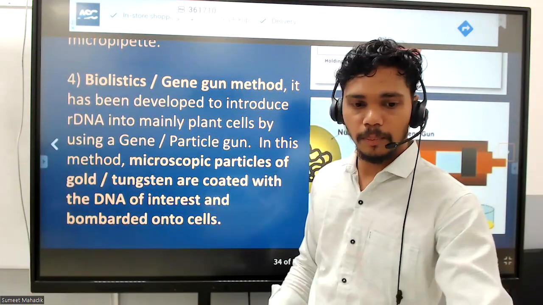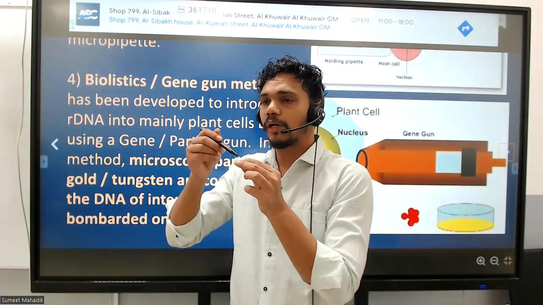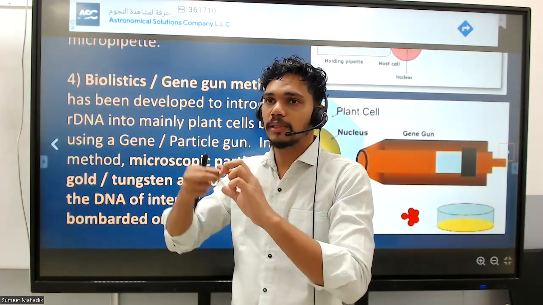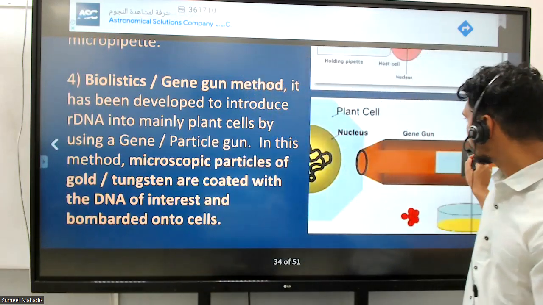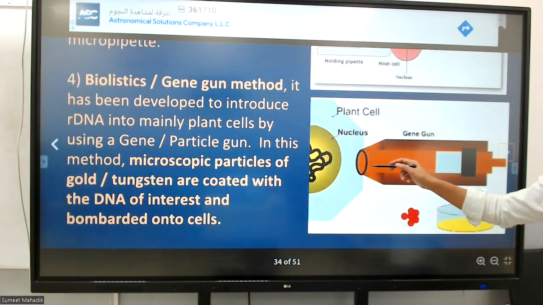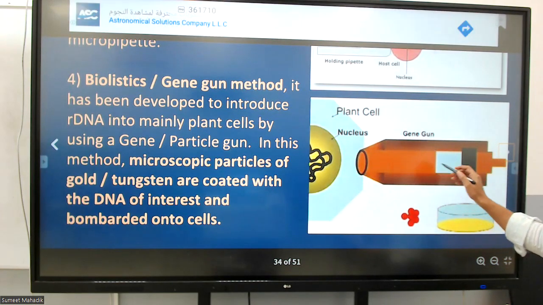So suppose this is a gold foil, and your rDNA is placed here. Now this is not going to be thrown like that. A gun will be there. So can you see the gun? Look at the gun and look at the nucleus. Actually, a different thing is there.